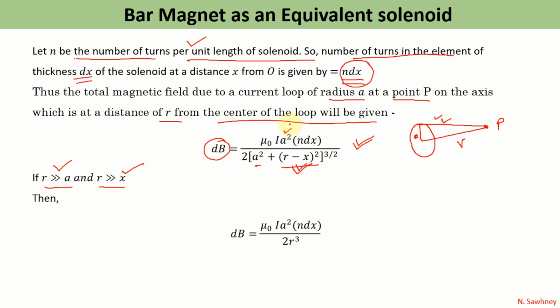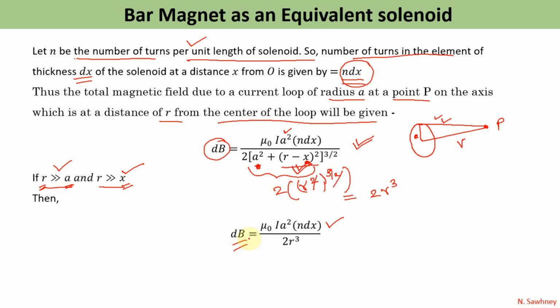So as compared to the radius r, we will neglect a as well as x. If we neglect a square as well as x, we will have simply this r term in the denominator raised to the power 3 by 2. So we will obtain 2r cube in the denominator, and the rest of the terms in the numerator are copied as they are. Now this is the magnetic field generated due to a small current loop of thickness dx.